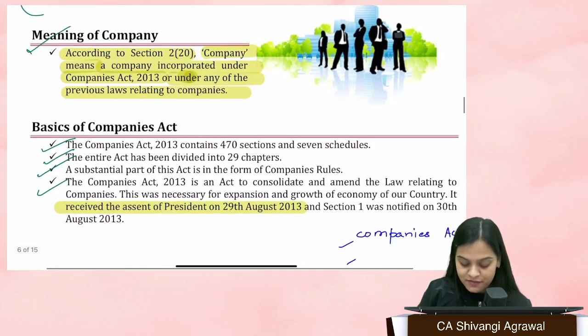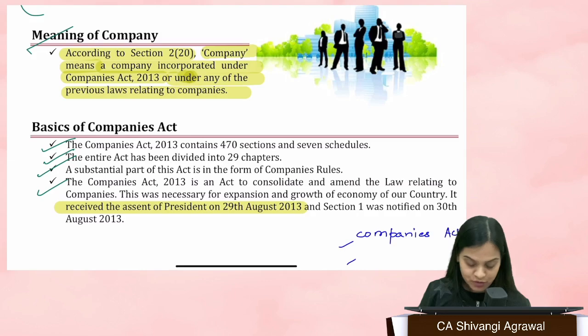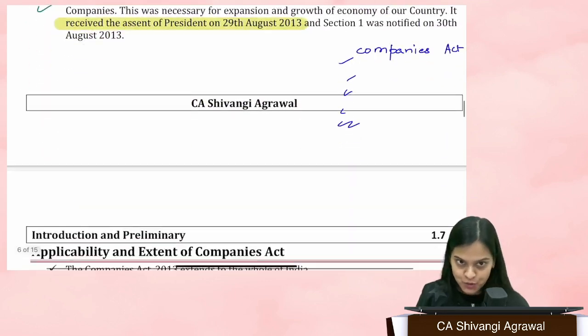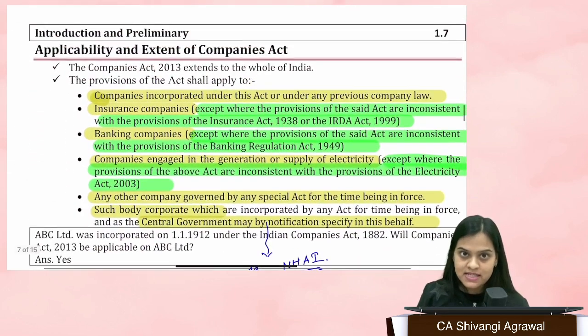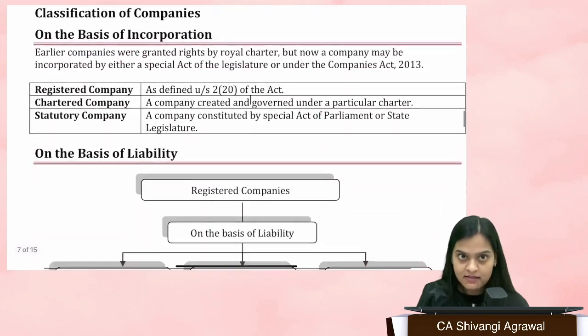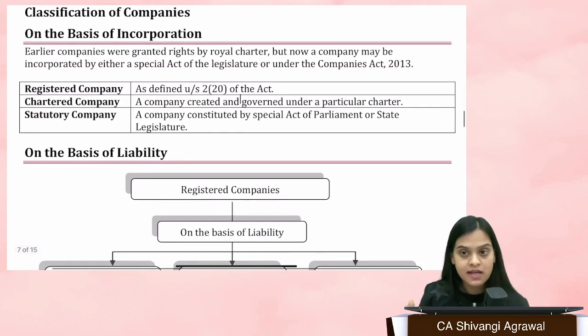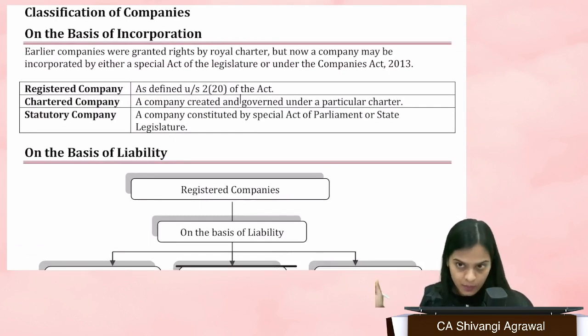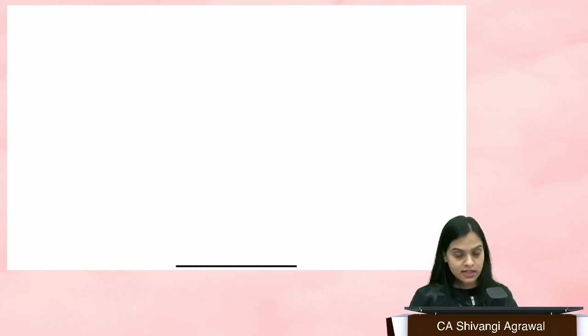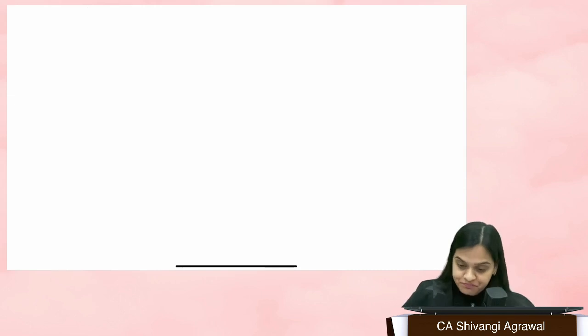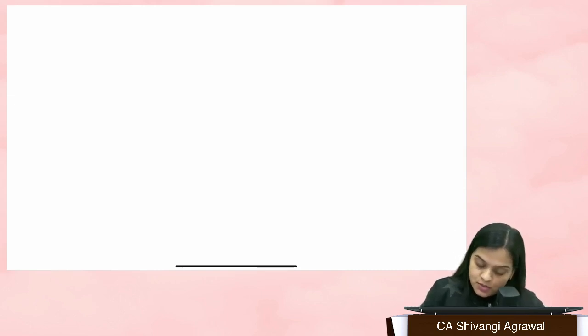What is the definition of company? That I have already told you. The basics of Companies Act you already know. The applicability and extent we have discussed, and thereafter comes the classification of companies. So we have different types of companies about which we will be reading. But before we go on to that, there is something more that I need to tell you.